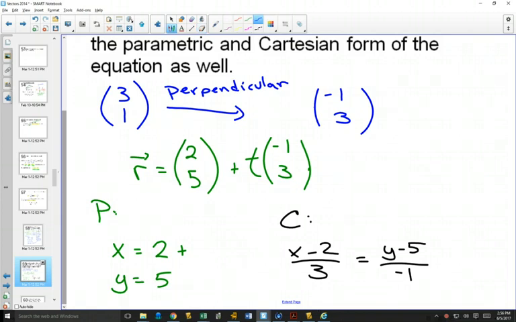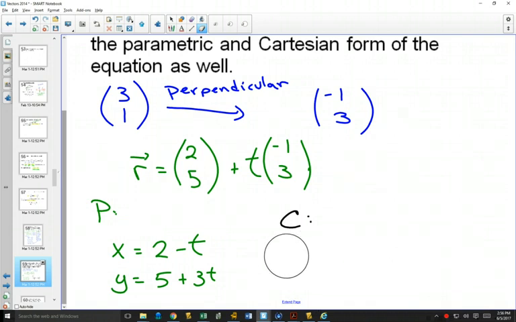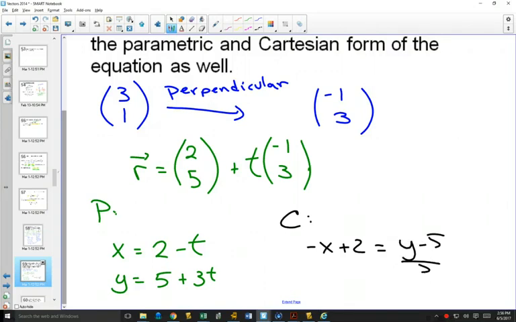There we go. So you get 2 minus t and 5 plus 3t, which will change these as well. Wow, beautiful. Cartesian form will be negative x plus 2 equal to y minus 5 divided by 3.